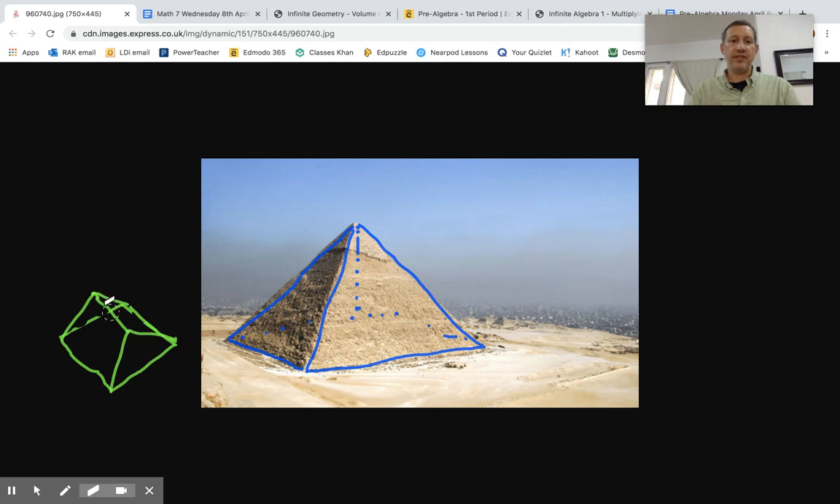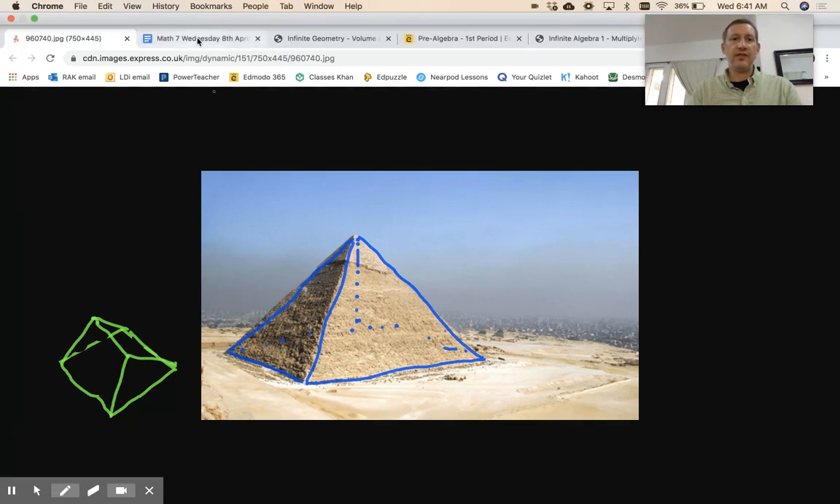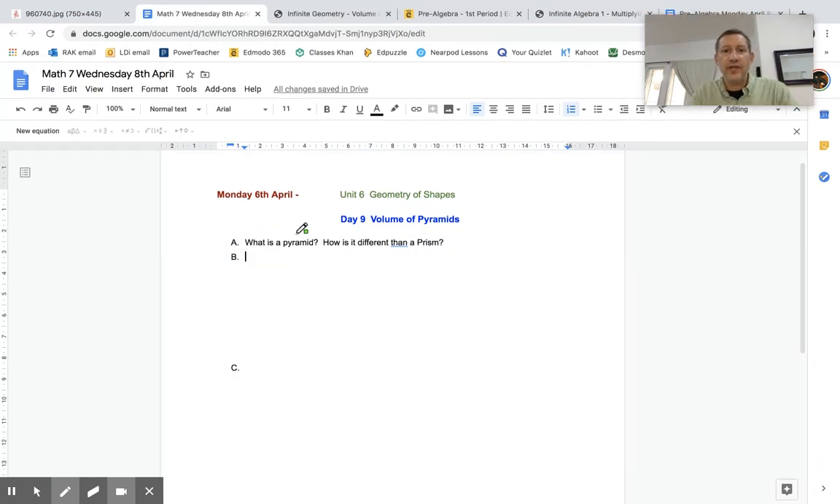This is a prism because you can see it clearly has a base and a top that are the same shape, and it's connected by a height. Where this has a point on one side and a base on the other side. So it clearly only has one base. So that's how you can tell a pyramid from a prism. So let's look at this here. We answered the question, what is a pyramid and how is it different than a prism?